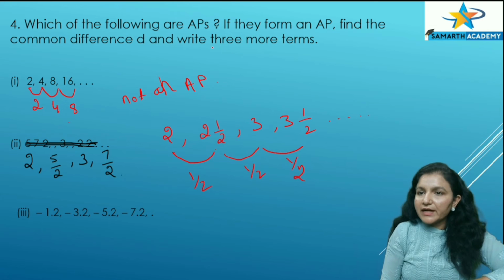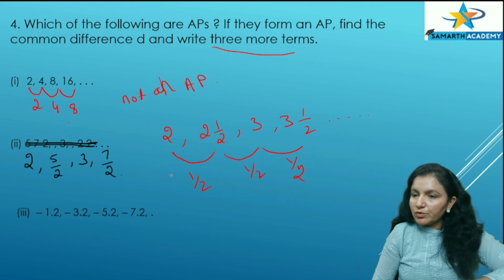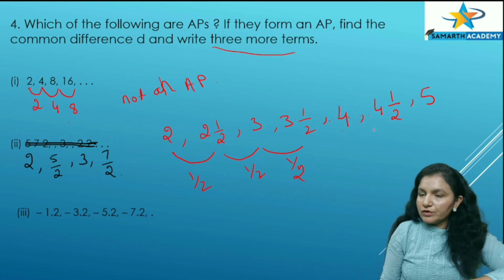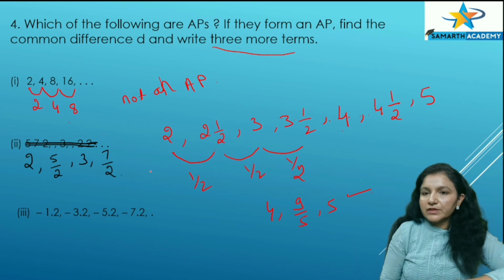Now he is asking to write 3 more terms. Those 3 more terms can be obtained by adding 1 by 2 continuously. So 3.5 plus half will become 4. 4 plus half is 4.5. 4.5 plus half is 5. Therefore, the terms are 4, 4 1 by 2, which becomes 4 times 2 is 8 plus 1, 9 by 2. Hence, what are the next 3 terms? 4, 9 by 2 and 5 are the next 3 terms of the given AP. This is the answer for question 2.